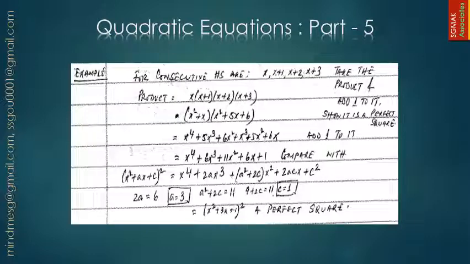Then if we compare the corresponding terms, we get 2a equals 6, so a is 3. a squared plus 2c is 11, so that gives c equal to 1. So a is 3, c is 1, and that matches: 2ac is 6 and c squared is 1. So what you get is (x squared plus 3x plus 1) raised to the power 2, which is a perfect square. So if you take 4 consecutive numbers, take the product of those 4 numbers, and add 1 to it, you get a perfect square.